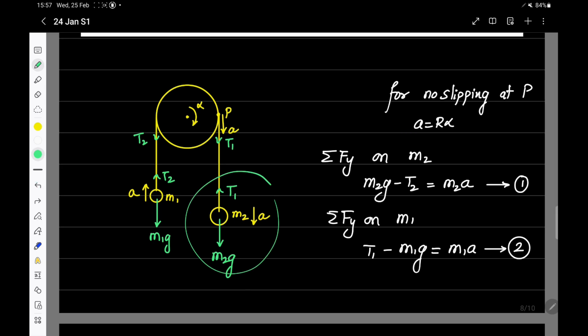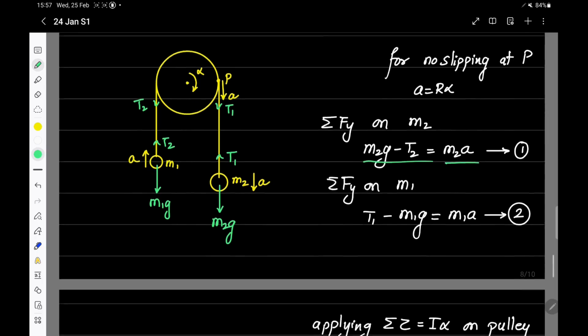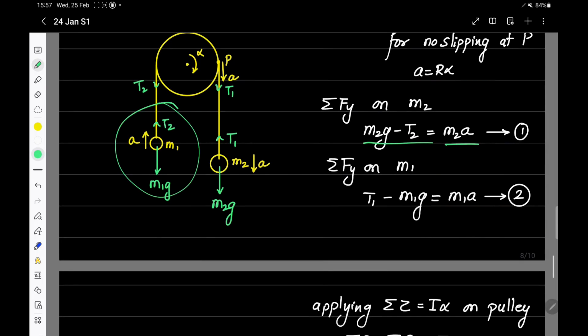Next, if we apply laws of motion on the m2 mass, which is pulling the system down, it will be m2g minus T2 is equal to m2a. Similarly, we can apply laws of motion in the y direction on the m1 mass. This will give us T1 minus m1g is equal to m1a. Sorry, I think I have taken the tensions in a wrong manner. So I shall align the tensions. This one we will take as T2 and this one we will take as T1. So m2g minus T2 is equal to m2a, and T1 minus m1g will be equal to m1a.